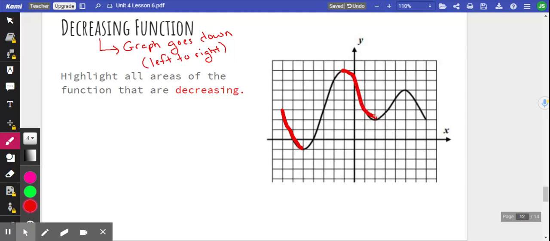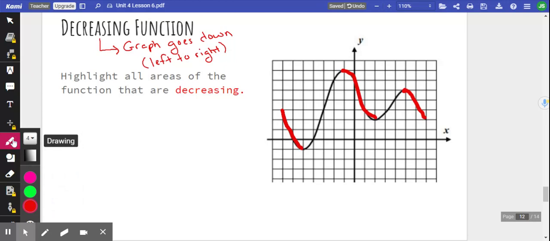Okay, last one up here. We're going up, up, up this little hill. We get to this high point here at the top of that hill, and then it comes down until it stops. So there happens to be 3 places where we are decreasing.